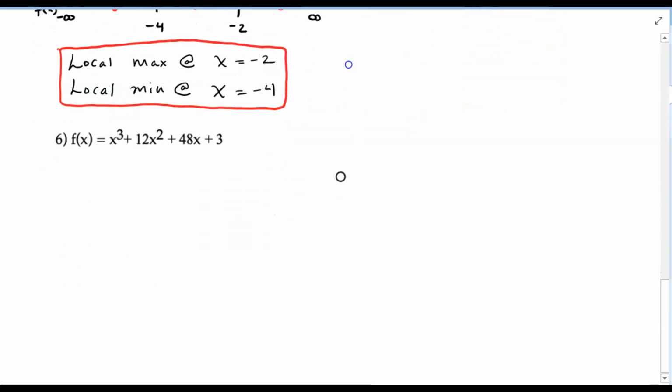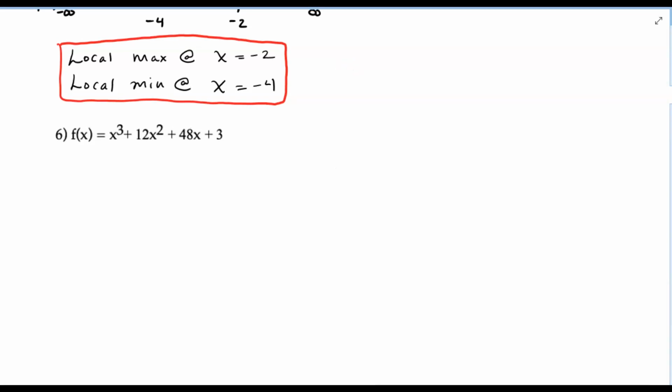Okay, so let's go ahead and take a look at one more example here, and this one is actually really nice and really simple, but again, I already know this stuff, so you'll see in a second. We start off again with the derivative. We have 3x squared plus 24x plus 48, and again, we're going to set it equal to 0, but before we do that, factor as much as you can.